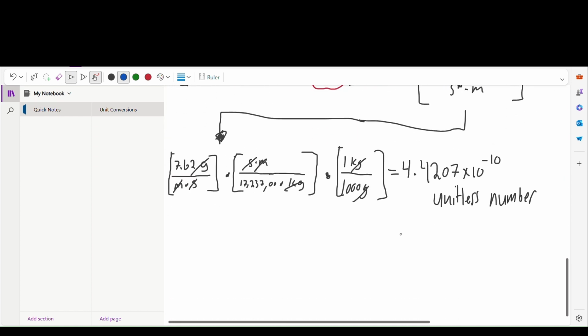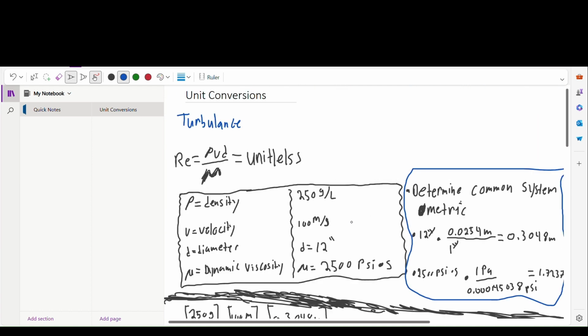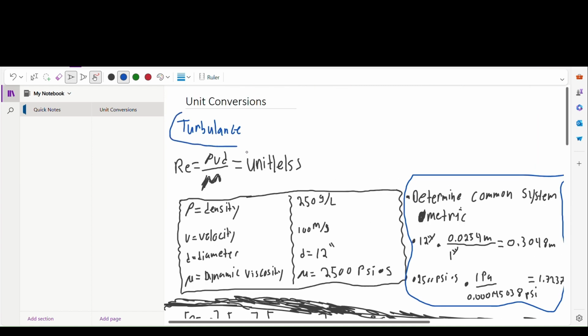And I want to reemphasize, why is this important? Well, I said this topic is called turbulence, right? When you solve for the unitless Reynolds number, depending on what that Reynolds number is, it will tell you whether or not your flow profile is laminar or turbulent. Whether or not it's laminar or turbulent will dictate how you calculate several other things based on your flow profile. So, very important number, has to be unitless. If it's not unitless, you're not using the right number, you won't make the right decisions, and you won't calculate the right things based on the decision you make.